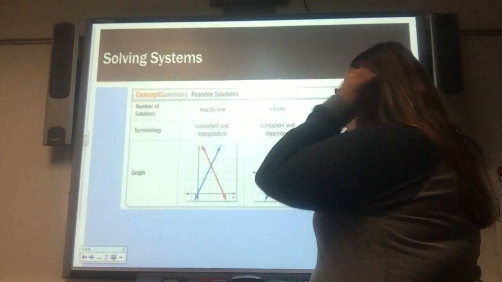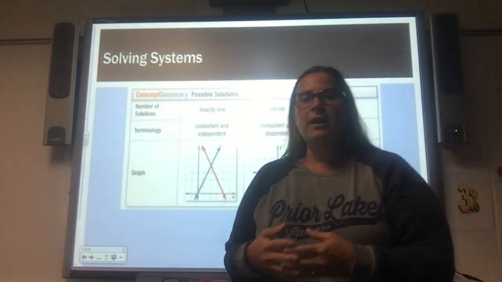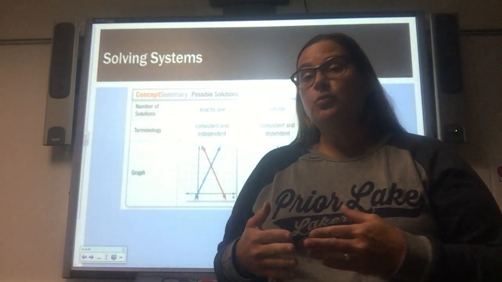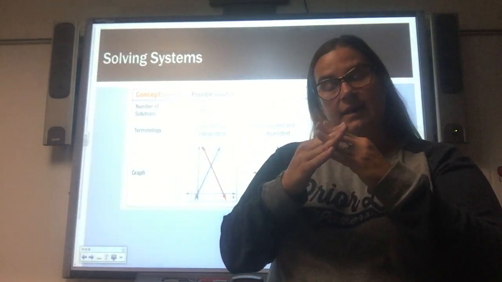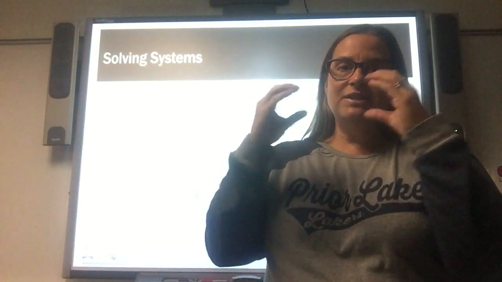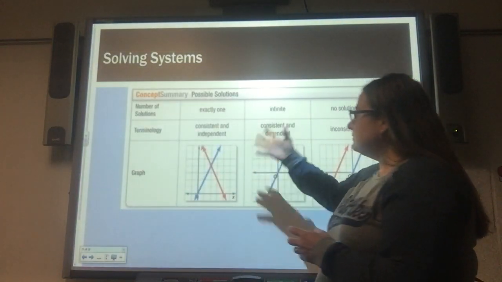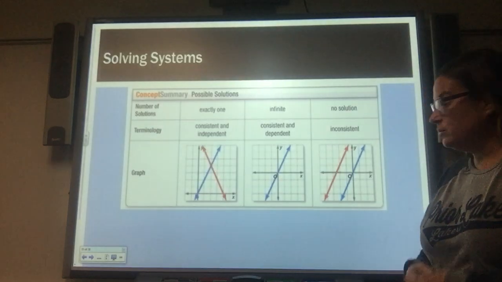So, what is a system? A system is two or more equations, all right? Solving a system is to see where those two lines intersect, to see what x and y value makes all of the equations in the system true, okay? So systems can have different possible numbers of solutions.